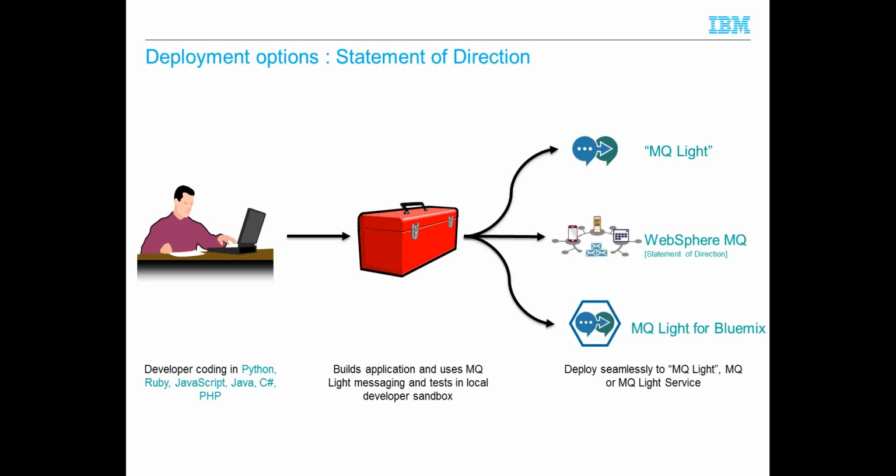And then finally, there's the statement of direction that we've made around a future update to IBM MQ, which says that when this update comes out, you will also have the option of taking your MQ Lite application that maybe is starting to take off in a limited production context, and deploying that against either an existing or a new IBM MQ infrastructure. What this means is your application can stay the same. It just needs to point to MQ rather than MQ Lite.